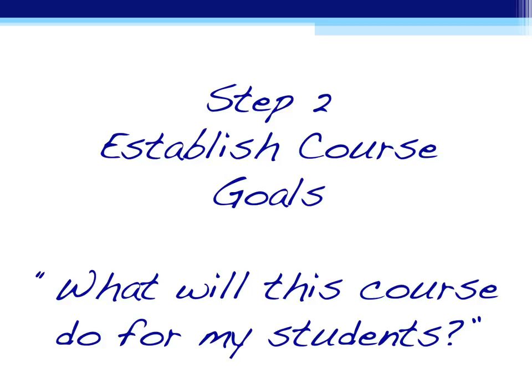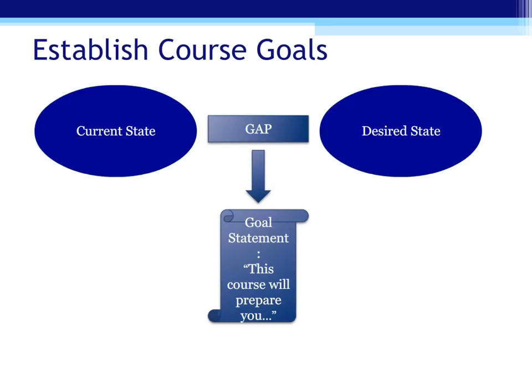Once you've considered quality metrics, it is time to establish your course goals, the statements of what the course will do for your students. These goals will help shape the rest of your design, so you'll want to be precise. To establish your course goals, you need to identify what the gap is between the current state and the desired state of your students' knowledge and experience.